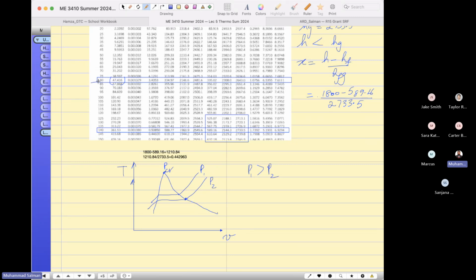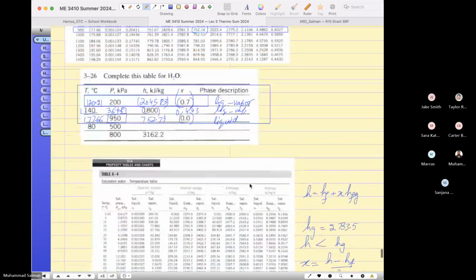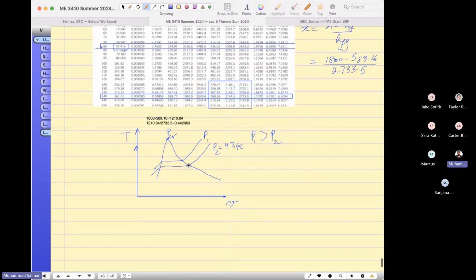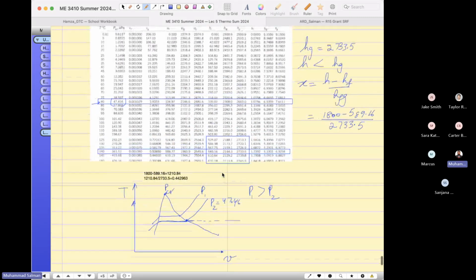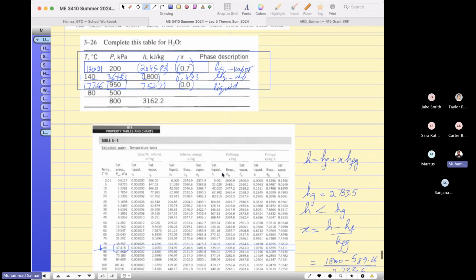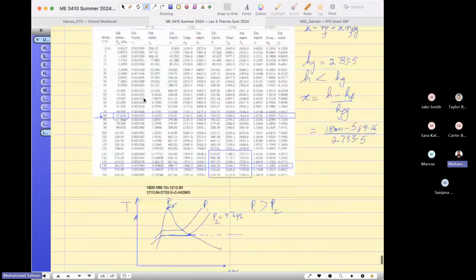So let's see, at 80 the pressure is 47.416, and our pressure, look, it is 950 kilopascals. It is much higher at this pressure. At this temperature, 80 Celsius, let me check one thing, 950 kilopascals. I'm sorry, I'm mixing up, this is 500. Sorry, so this is 500 kilopascals.